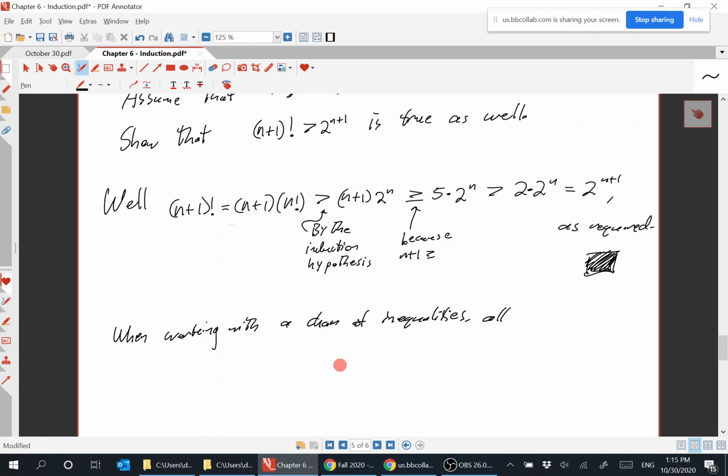all inequality symbols must point in the same direction. So in this case, they're all pointing to the right.